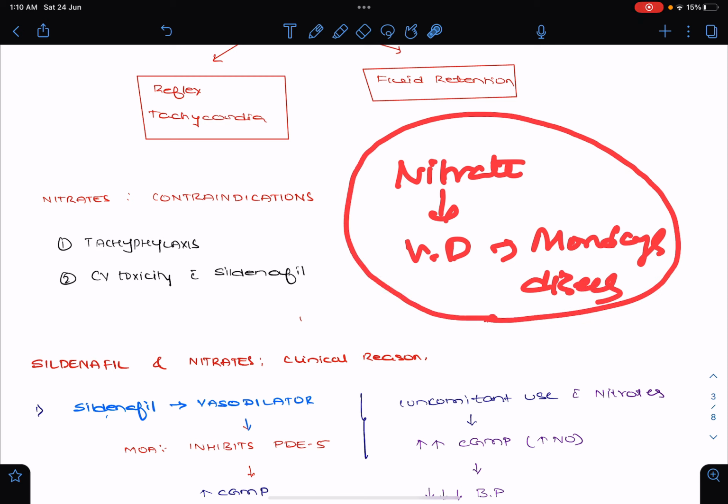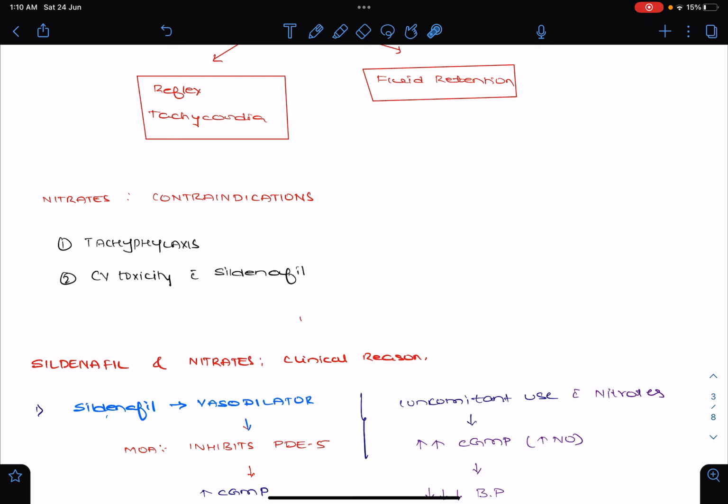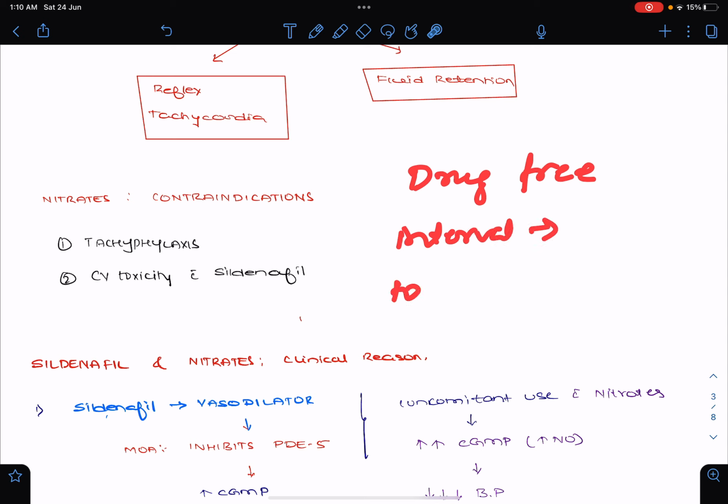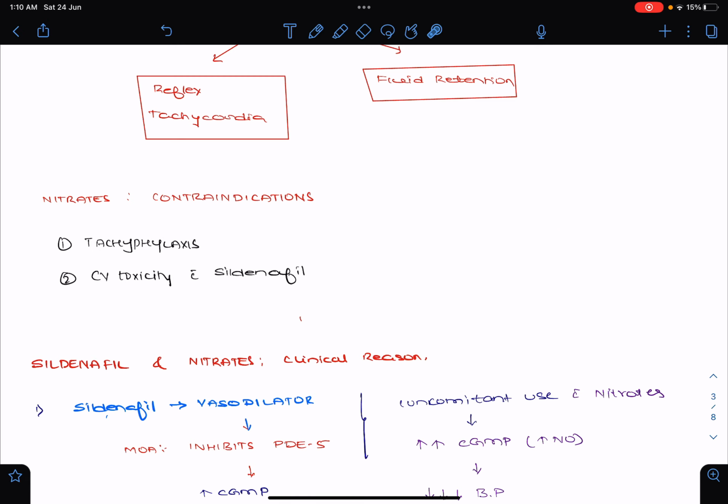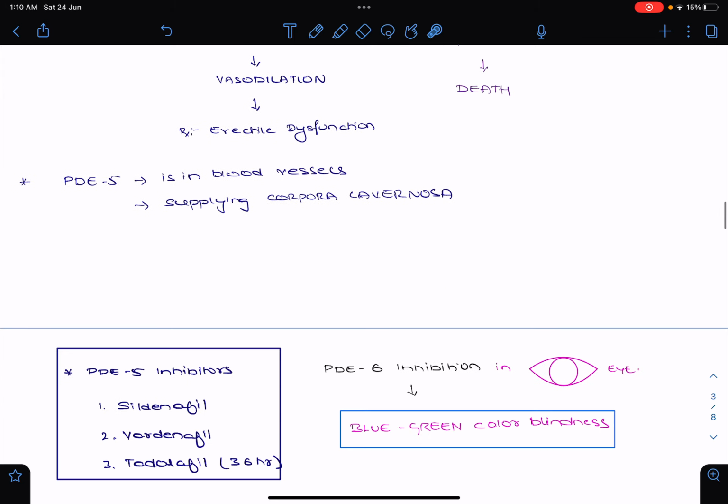So what is the importance of this? You need to give a drug free interval to prevent the tolerance to nitrates. So you need to give a drug free interval to prevent the development of tolerance to nitrates.